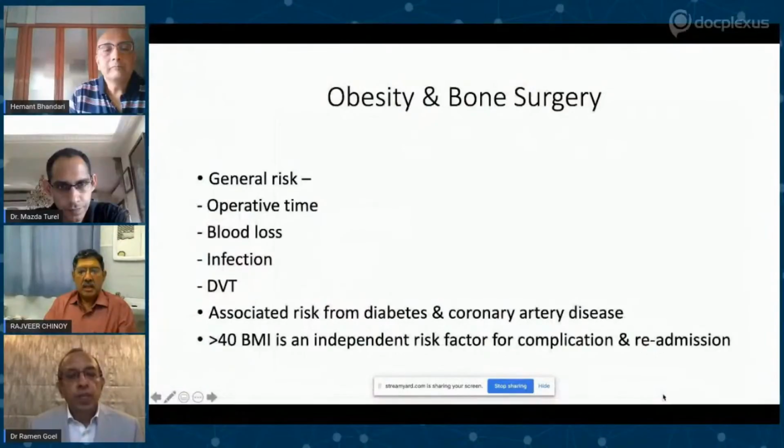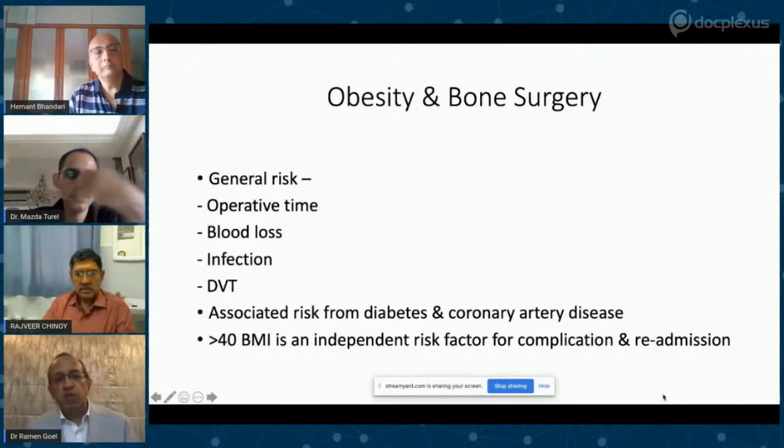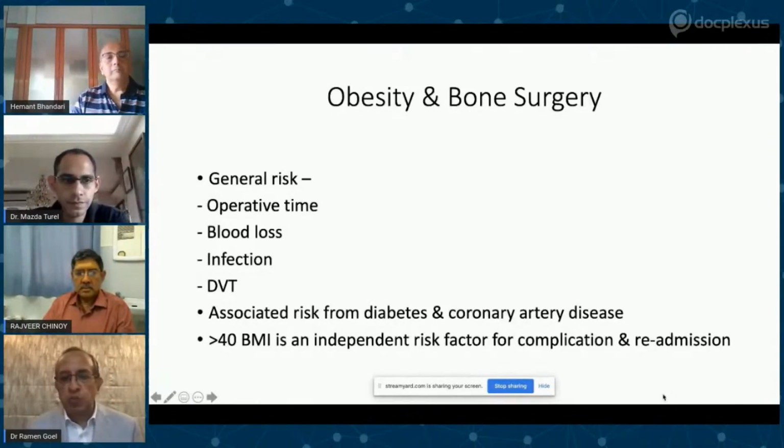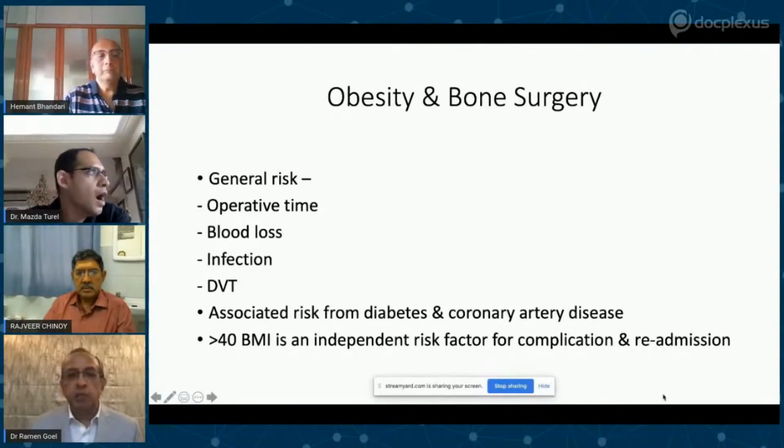So, besides the risks that you have narrated, there are also risk factors from the associated diseases like diabetes and breathing disorders. And it is known that those who have more than 40 BMI, morbidly obese people, that itself is a risk factor for complications and readmissions.